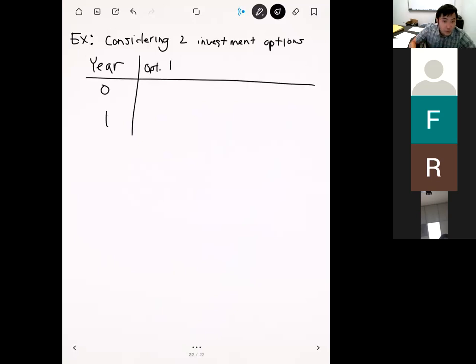Option 1 is going to cost $1,000 in the present day. But 1 year later, through some kind of magic, you're going to get $1,500 back.